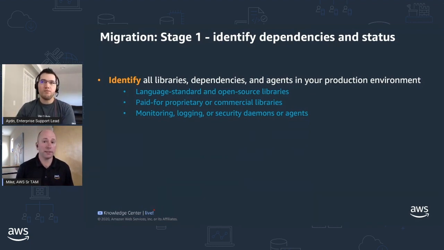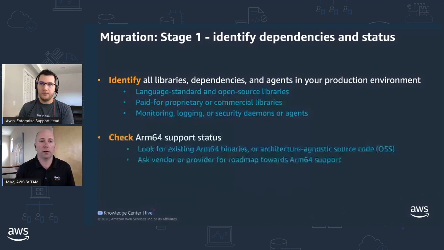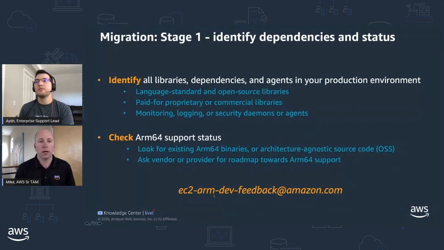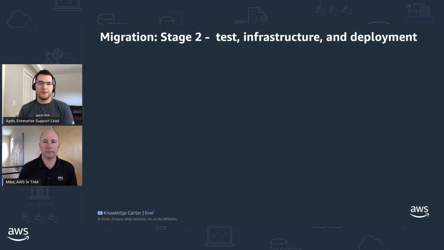Many times there'll already be an existing binary or Docker images already built for ARM64. And if not, the vendor or provider may have some ARM64 support on their roadmap. You can also reach out to the Graviton team here at AWS. Their email address is provided here. They've told us that they love to hear feedback from customers. So if you want to reach out to them for support going forward, they'd appreciate that. Aiden, why don't you tell us about the next step?